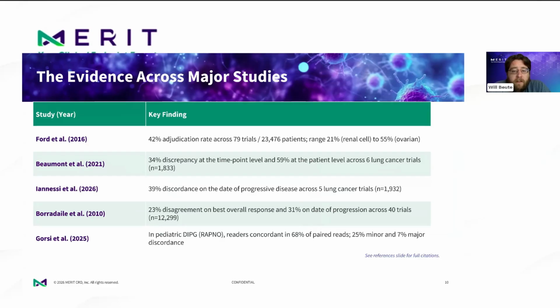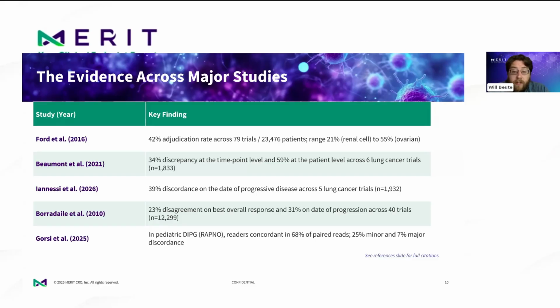Now, this table pulls together the key evidence in one place so you can see how consistent the pattern is across independent research groups. Like I said before, Ford and colleagues in 2016 reported a 42% adjudication rate across 79 trials and over 23,000 patients, with a range from 21% in renal cell carcinoma up to 55% in ovarian cancer. That range is worth noting. We'll come back later to why cancer type matters so much for reader variability. Beaumont and colleagues in 2021 reported 34% discordance at the time point level and 59% at the patient level across 6 lung cancer trials.